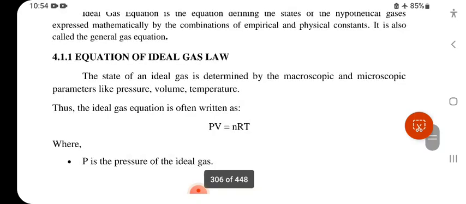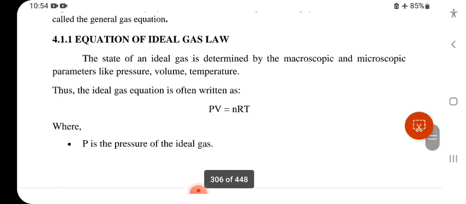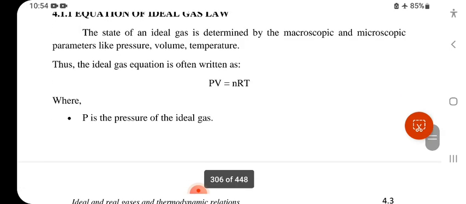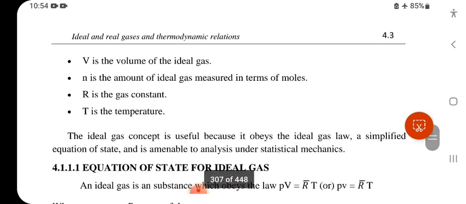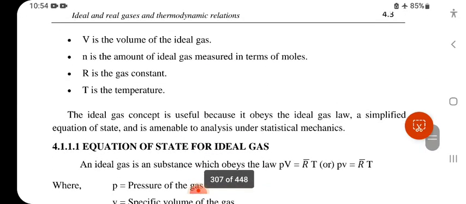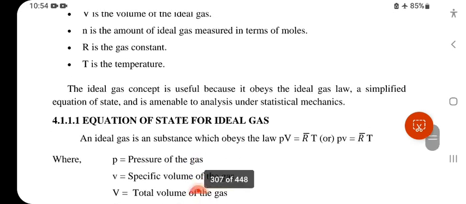The equation of an ideal gas: the state of an ideal gas is determined by parameters like pressure, volume and temperature. So, PV equal to nRT. P is the pressure of the ideal gas, V is the volume of the ideal gas, n is the amount of ideal gas measured in moles, R is the gas constant and T is the temperature.